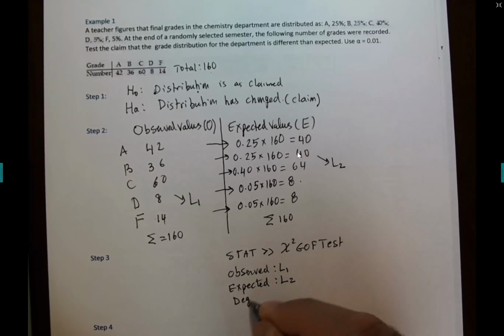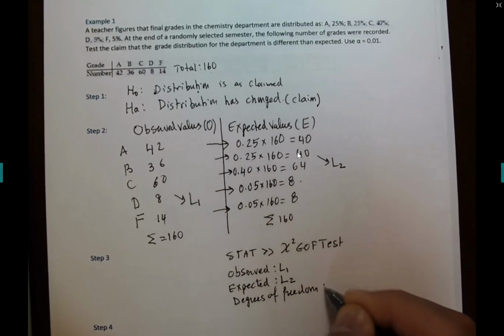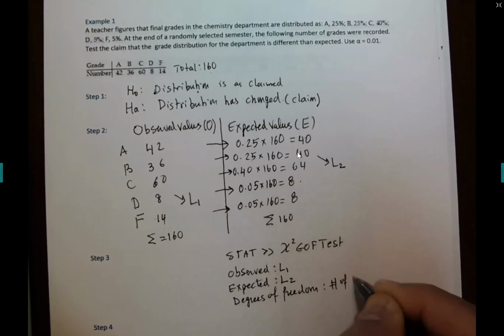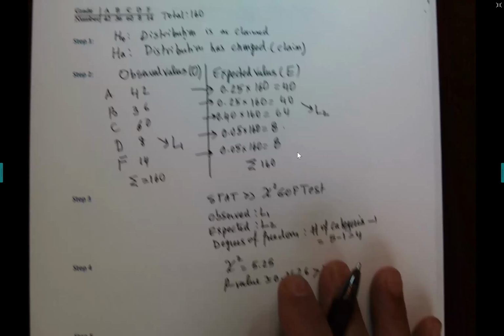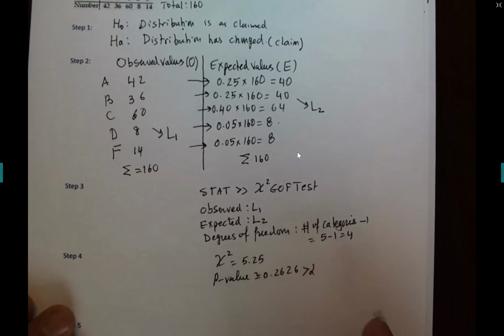Degrees of freedom. If you review this later, it's the number of categories minus 1, which is 5 minus 1, which was 4. We got chi-square, which is 5.25, and p-value, guys, let me write it down, 0.2626, which is more than alpha. So you fail to reject H0.